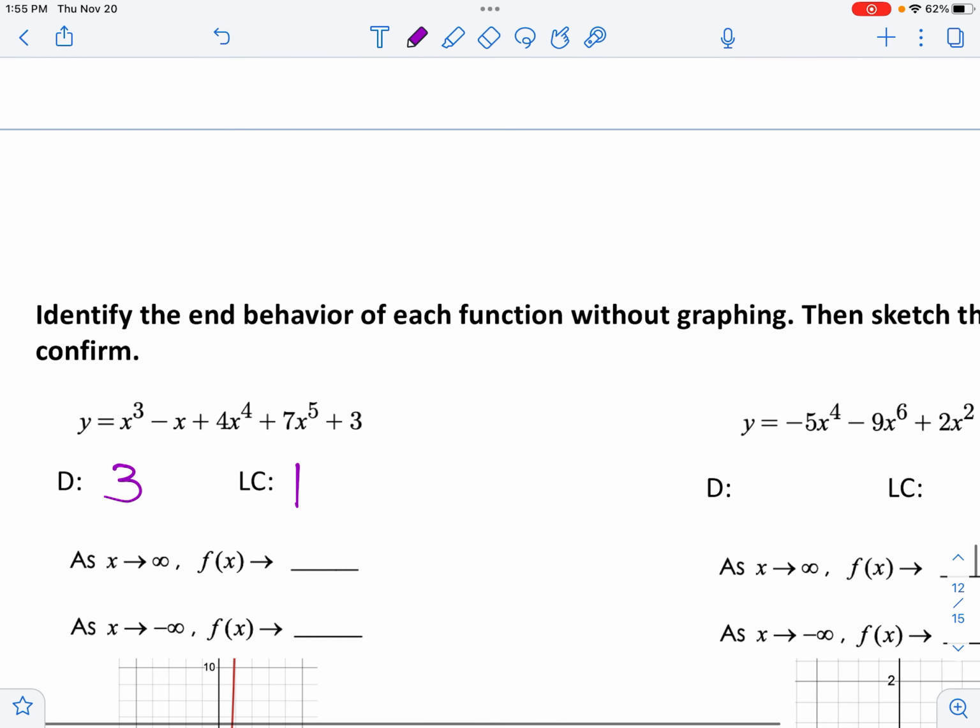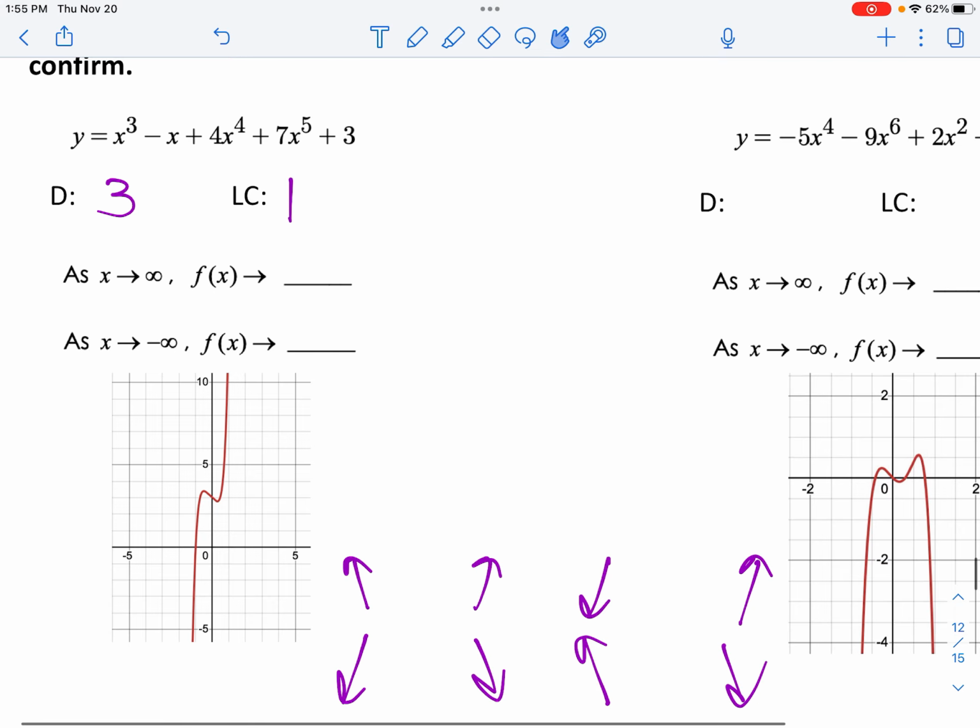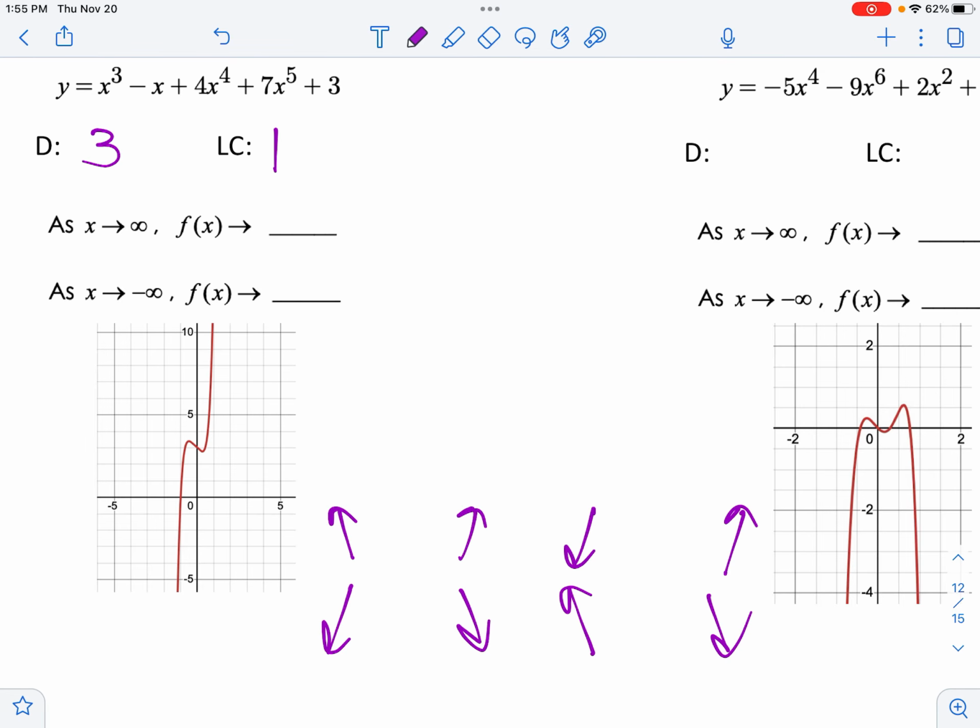So if we're looking at, I'm really looking at this one. Okay, so as x goes to infinity, that would be this one. f of x is going also up to infinity. As x goes to negative infinity, that would be this one. You can see it's going down to negative infinity.